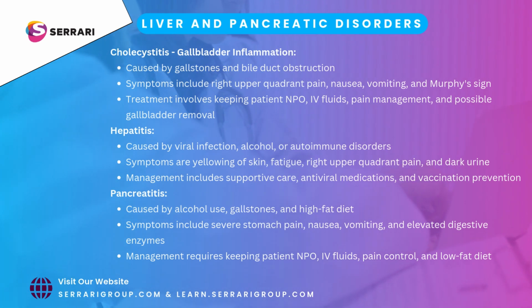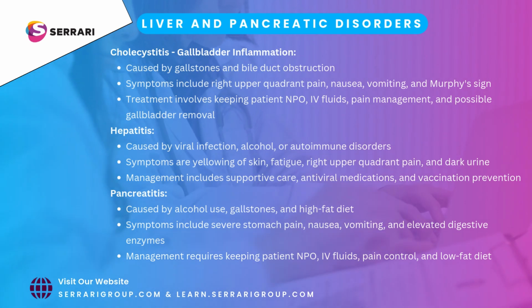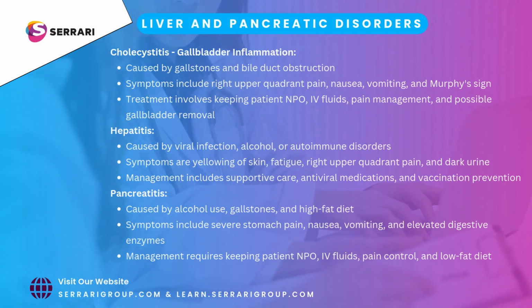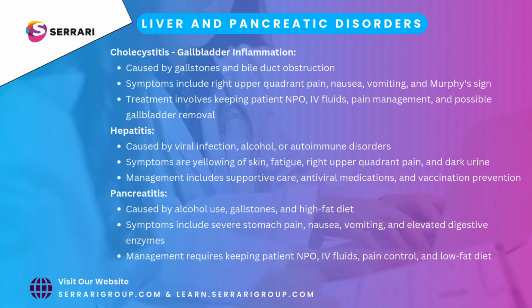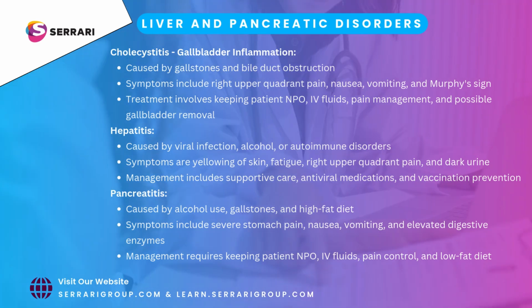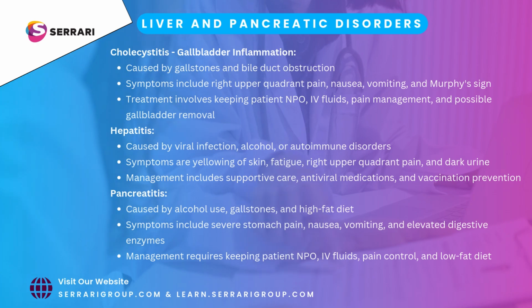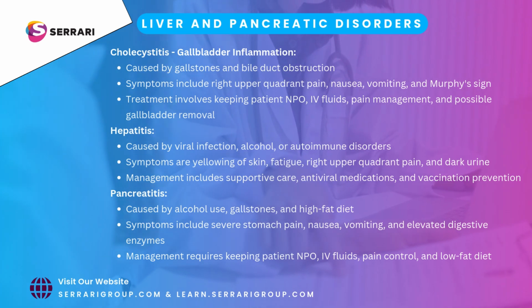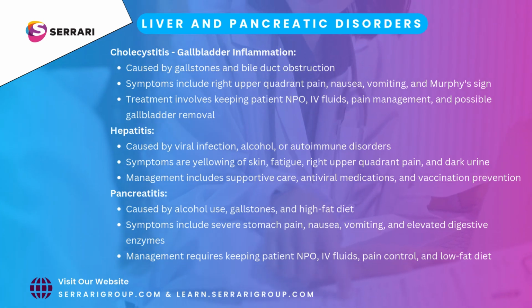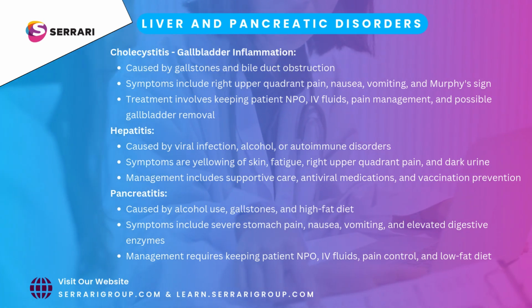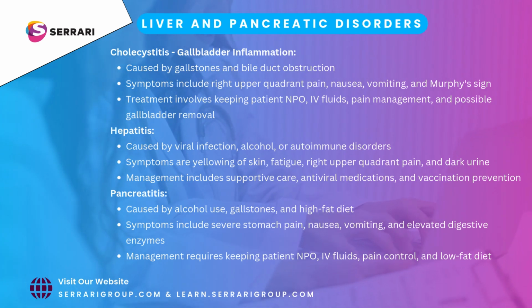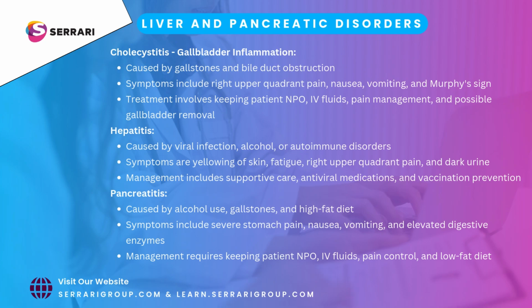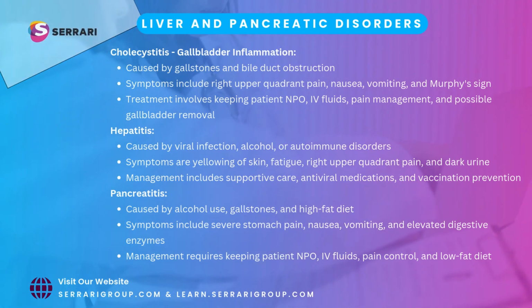Hepatitis. Caused by viral infection, alcohol, or autoimmune disorders. Symptoms are yellowing of skin, fatigue, right upper quadrant pain, and dark urine. Management includes supportive care, antiviral medications, and vaccination prevention. Pancreatitis. Caused by alcohol use, gallstones, and high-fat diet. Symptoms include severe stomach pain, nausea, vomiting, and elevated digestive enzymes. Management requires keeping patient NPO, IV fluids, pain control, and low-fat diet.